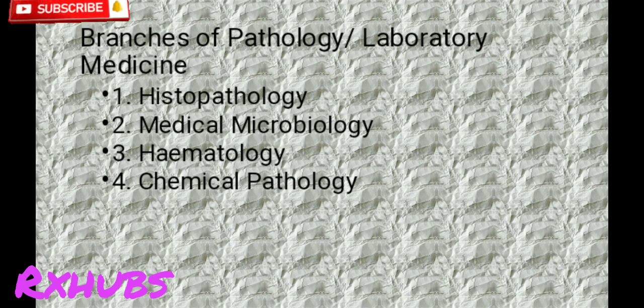Histopathology has to do with the study of disease that is manifested by tissue, while medical microbiology has to do with microorganisms. Hematology has to do with blood, while chemical pathology has to do with the biochemical processes of living things.